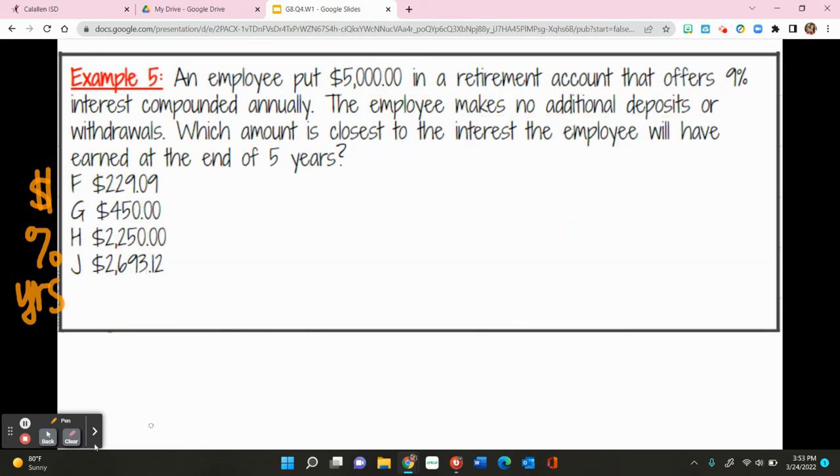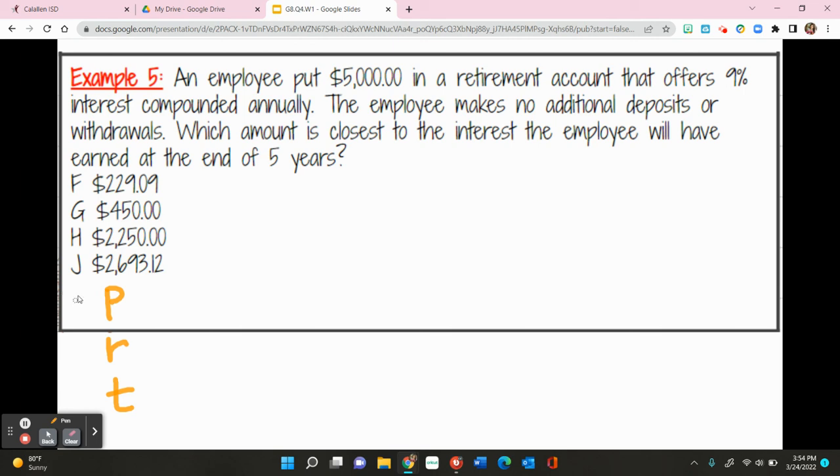Let's go ahead and lastly look at example 5. So for example 5, it says an employee put $5,000 in a retirement account that offers 9% interest compounded annually. The employee makes no additional deposits or withdrawals. Which amount is closest to the interest the employee will have earned at the end of 5 years? So let's go ahead and identify some key information. So we want to know our principal, our rate, and our time.